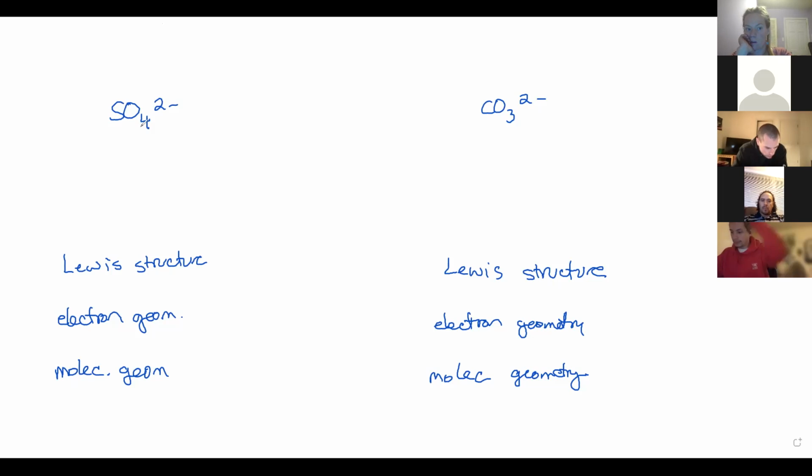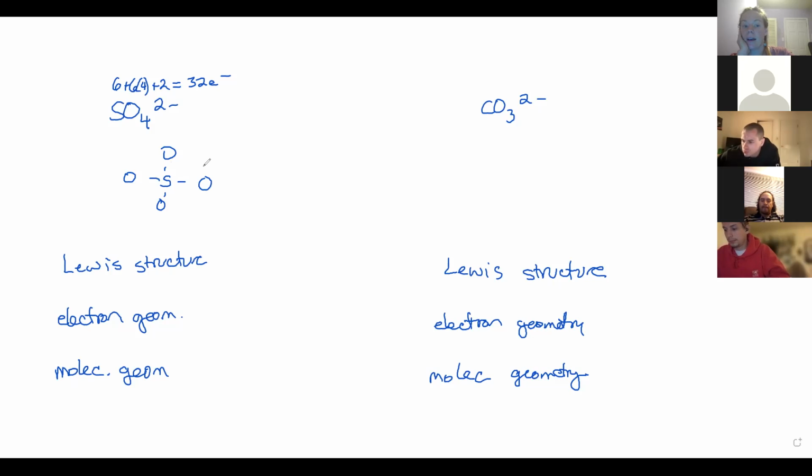Okay, so sulfate, polyatomic ion. Calculate how many electrons you have. Sulfur provides 6. Oxygen provides 6, and there's 4 of them. And then there's a -2, which means we add 2 electrons. So we should have 32 electrons total to play around with. I'm going to put sulfur in the middle. I'm going to put those oxygens around it. Stick it together.